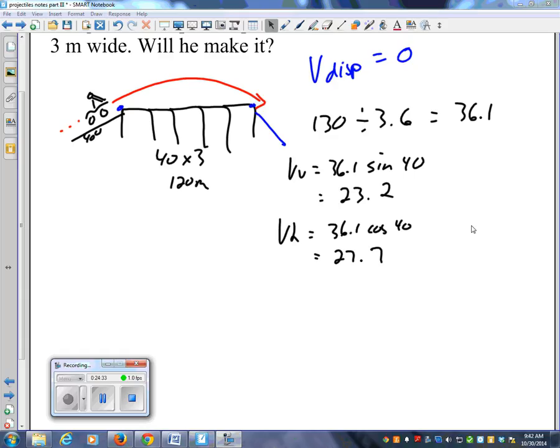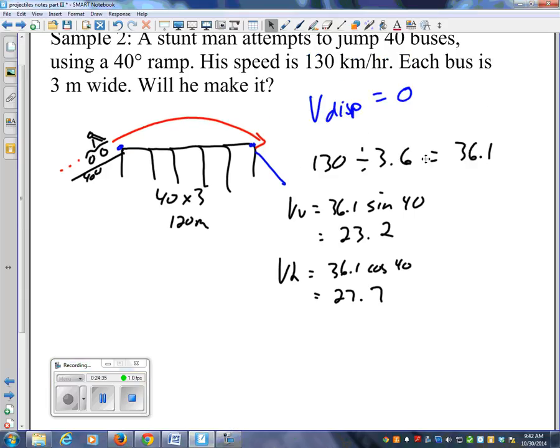Okay, so what I've done here is I've converted to meters per second by dividing by 3.6, and then I found the components to be 23.2 and 27.7. And the question is, will he make it? So will the range be far enough? And the only way to determine the range is to find the total time. That's really what we need to know, right? How long is he going to be in the air for? That's what we need to know.